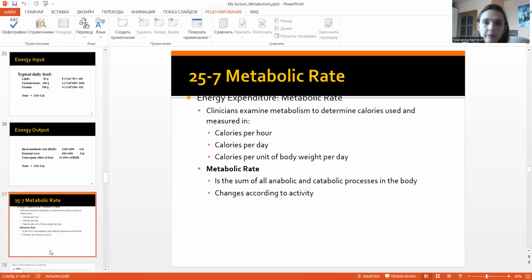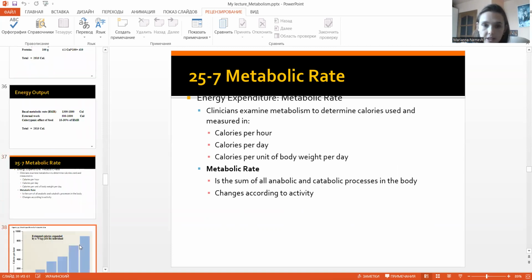Okay, let us move on. Energy expenditure, so metabolic rate. Clinicians examine metabolism to determine calories used and measured. So calories per hour, calories per day, and calories per unit body weight per day. Metabolic rate is the sum of all anabolic and catabolic processes in the body, which could change according to the activity. Mainly, it's presented by physical activity.